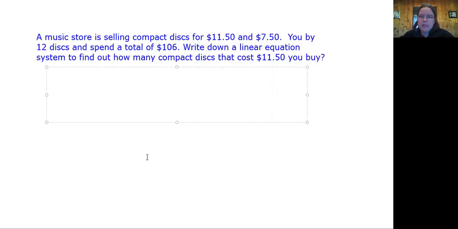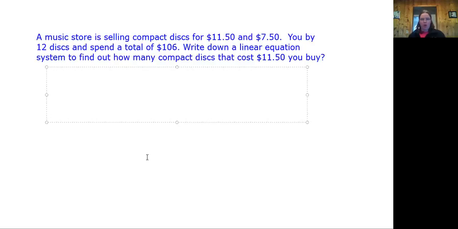So the question is, a music store is selling compact discs for $11.50 and $7.50. You buy 12 discs and spend a total of $106. Write down a linear equation system to find out how many compact discs that cost $11.50 you buy.